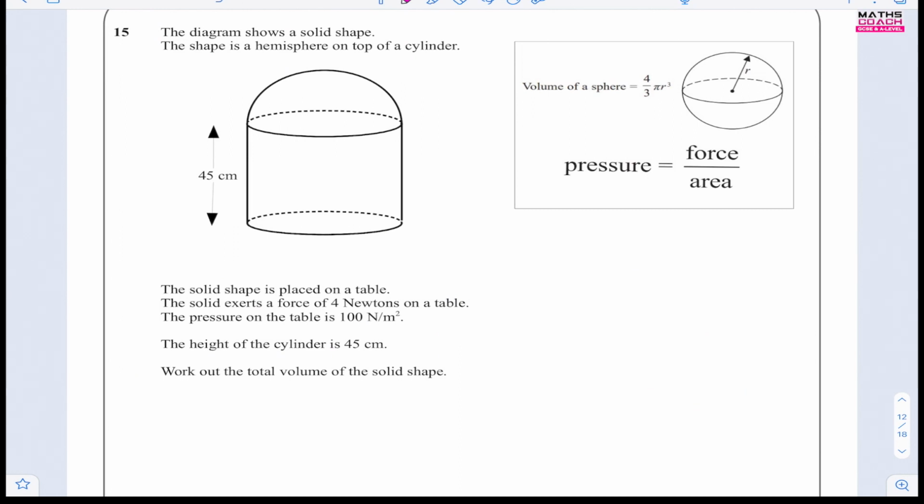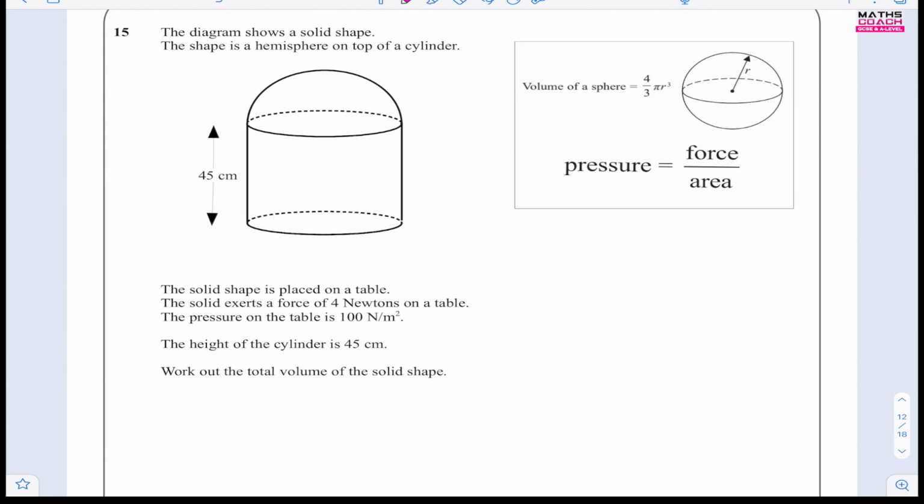Question 15. The diagram shows a solid shape. The shape is a hemisphere on top of a cylinder. The solid shape is placed on a table. The solid exerts a force of 4 newtons on the table. The pressure on the table is 100 newton meter squared, and the height of the cylinder is 45 centimeters. Work out the total volume of the solid shape.